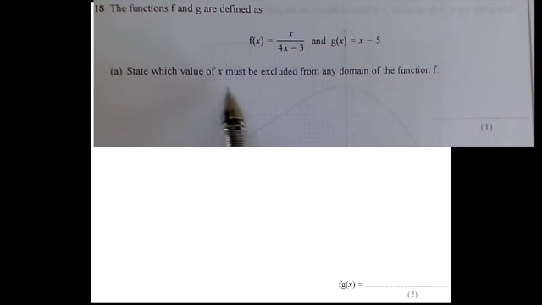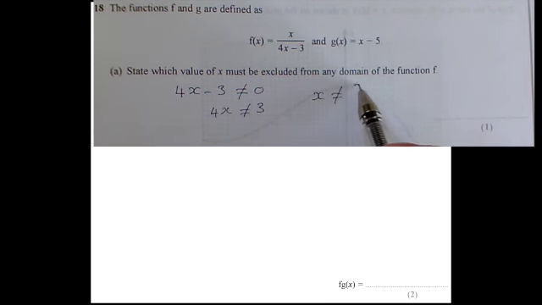Okay, here we have a functions question, and you can see they're asking us what number can't we put into f of x. Well, we know we can't divide by zero in maths, that's unacceptable. So we don't want this 4x minus 3 being the same value as zero. So let's just find the value of x that would do that. 4x must not equal 3, and so x must not equal 3/4. So we can choose any number except for 3/4 or 0.75, and this should work fine.